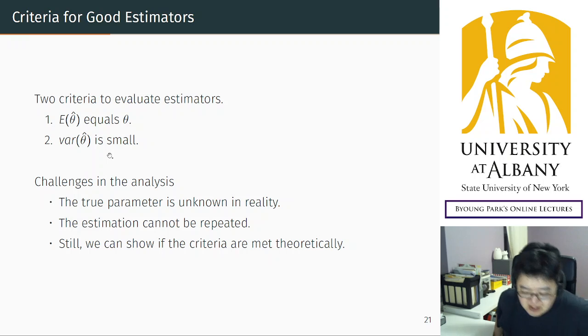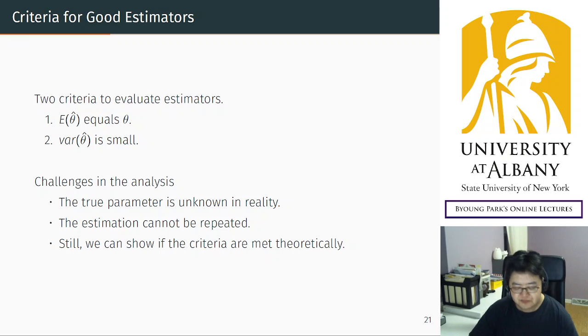So, okay, so far it sounds obvious. When you watch the video, it sounds like it's obvious, right? That's good, but actually in practice, it is not easy to tell if the expected value of the estimator is the true parameter or not, and if the variance is small or not, because first, the true parameter is unknown. So how can we tell the expected value of the estimator equals the true parameter without knowing the true parameter? That is the first problem.